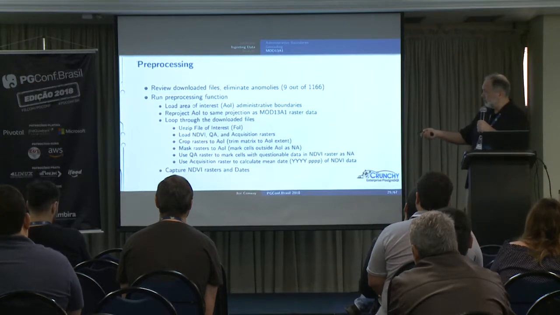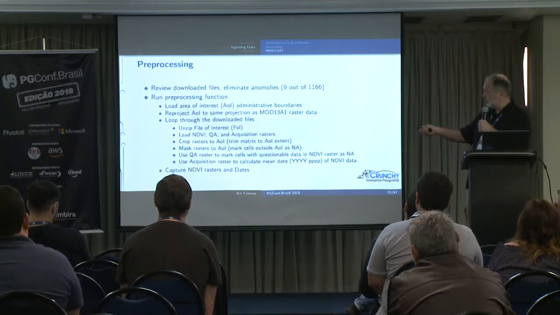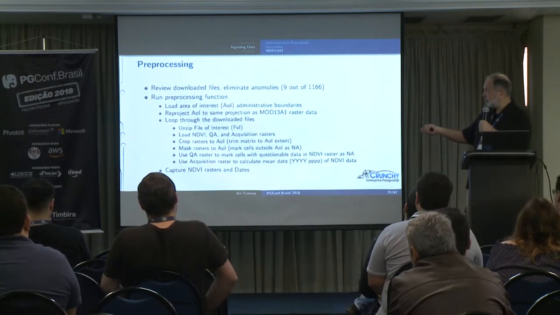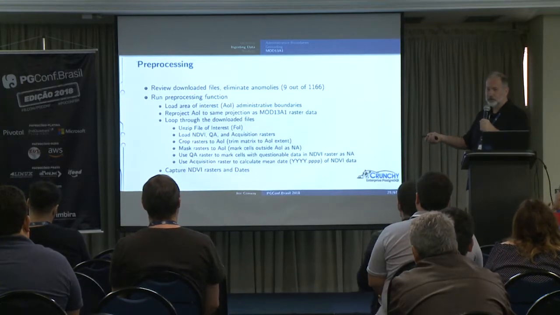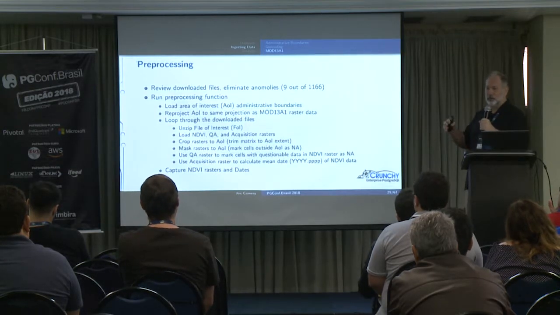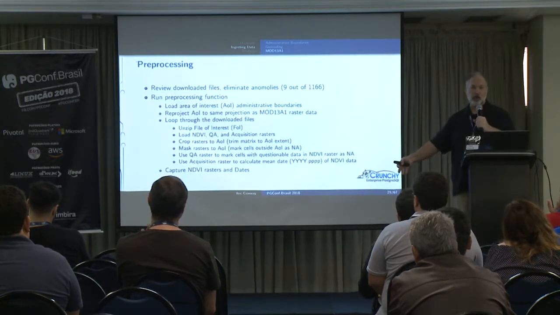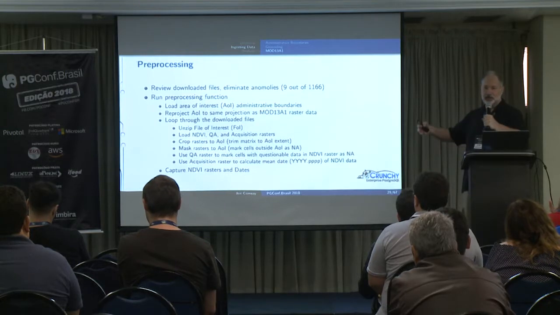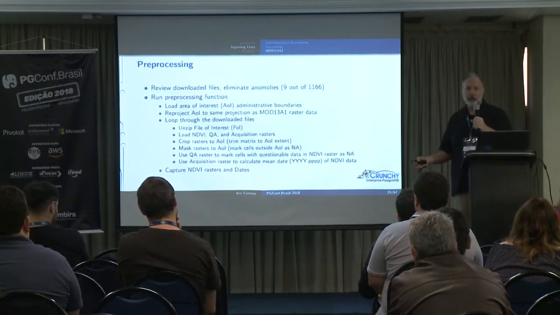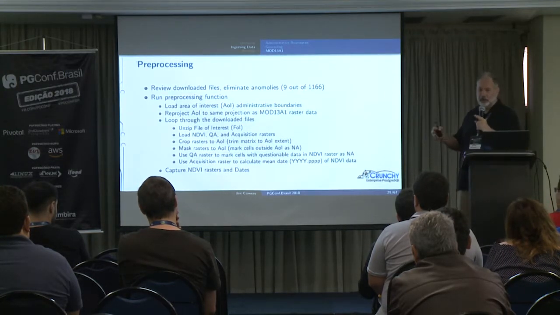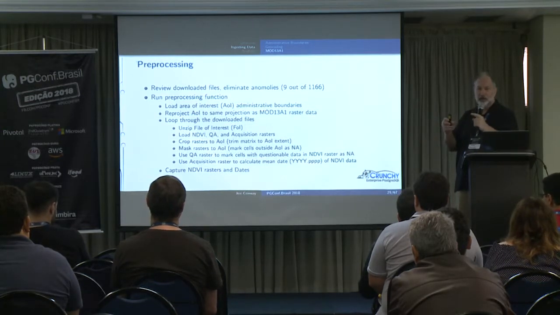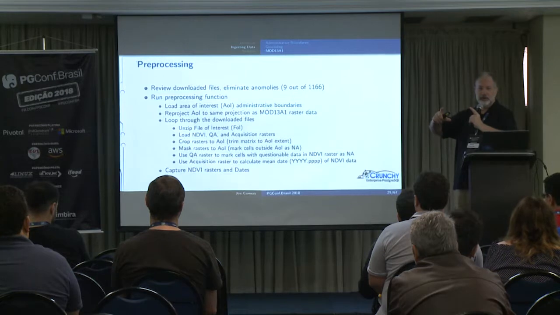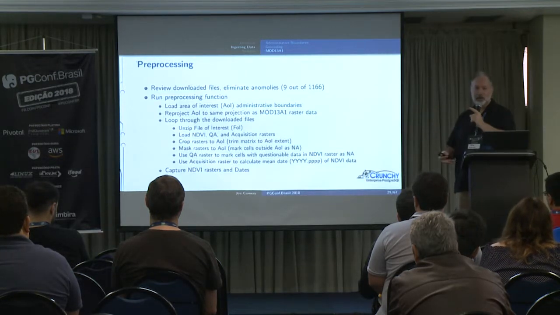This pre-processing function basically loads what I call the area of interest, which is the administrative boundary. These images were all of the United States, and I wanted this thing to finish in my lifetime. So I basically used the San Diego County outline to cookie cutter the image and just throw away everything outside of San Diego County.